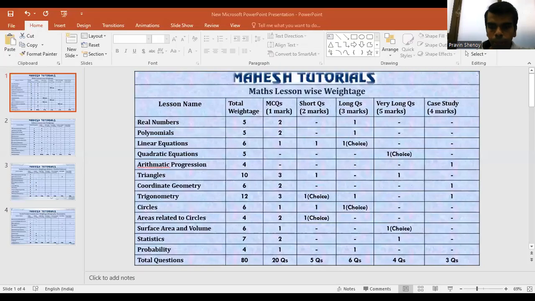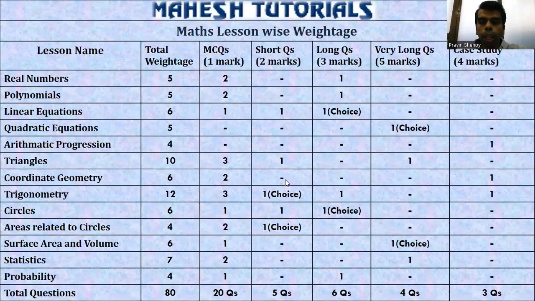So basically, when it comes to the subject of mathematics, we all know the paper of mathematics is going to be an 80-mark paper. And for this 80 marks, we have the following chapters. The very first chapter, real numbers, the total weightage in terms of marks in the board examination is 5 marks. And for this 5 marks, what can you expect? You can expect 2 MCQs of 1 mark and 1 3-mark question.